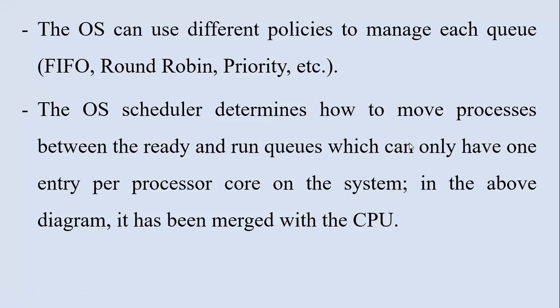The operating system can use different policies to manage each queue, and some of them include first in, first out, round robin, priority, amongst others that we are going to learn in this subtopic. The operating system scheduler determines how to move processes between the ready and run queues or running states, which can only have one entry per processor core on the system. In the above diagram that we have looked at, it has been merged with the CPU.